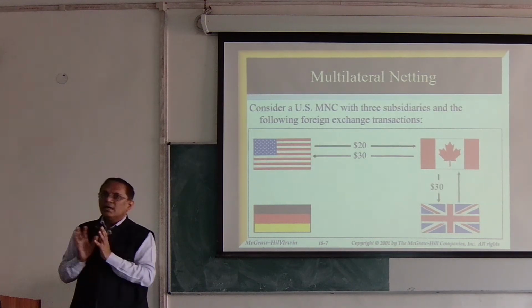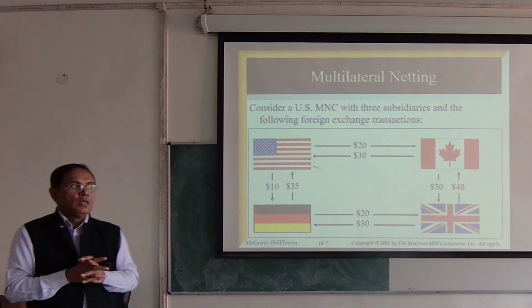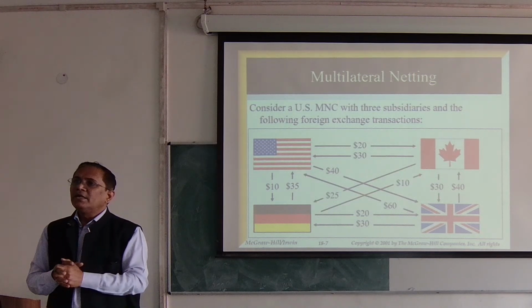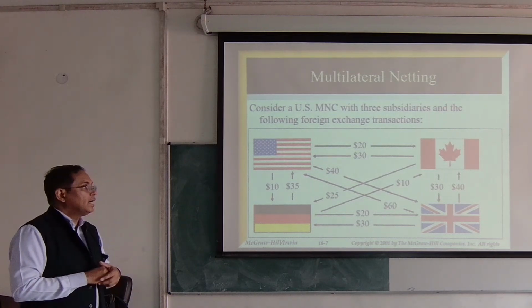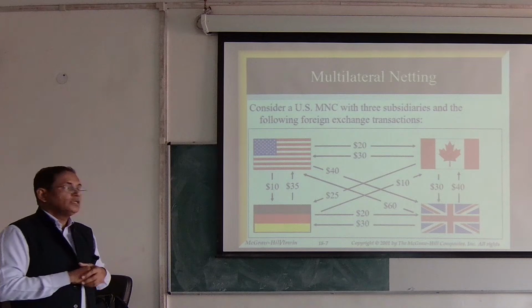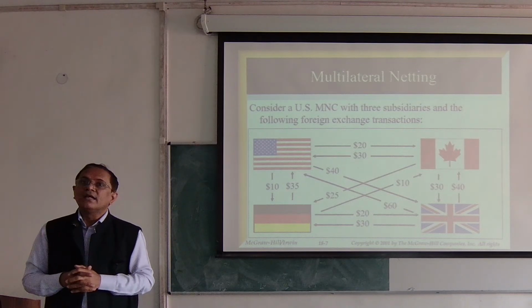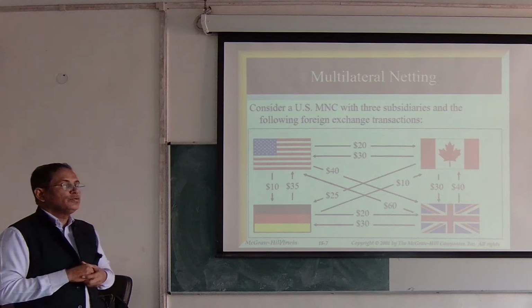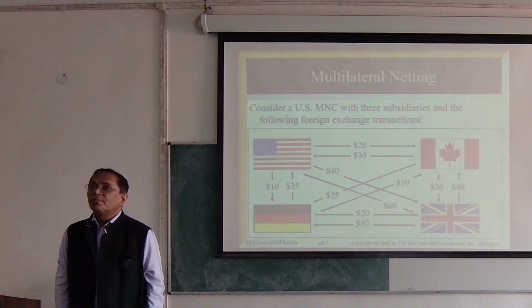This is a diagrammatic presentation of four different economies. The US economy is considered to be the parent economy, and Canada, UK, Germany, all these are the multi-locations where the company is present, whose parent company is in the USA. The entire currency has been counted into the US dollar, the parent company's currency, or the parent country's currency.